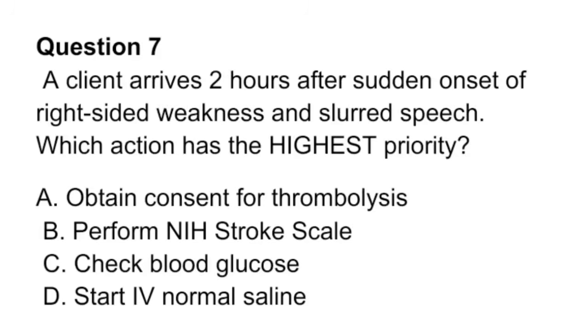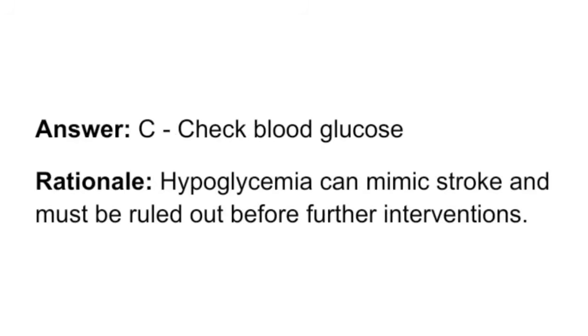Question 7. A client arrives 2 hours after sudden onset of right-sided weakness and slurred speech. Which action has the highest priority? A. Obtain consent for thrombolysis. B. Perform NIH stroke scale. C. Check blood glucose. D. Start IV normal saline.